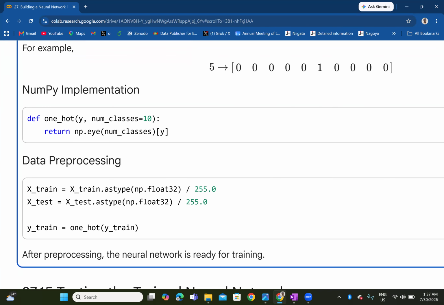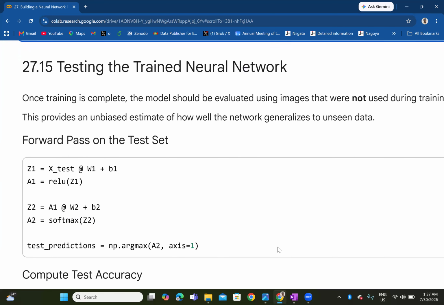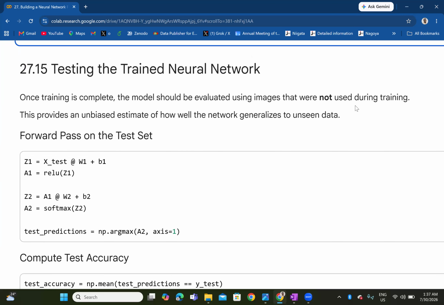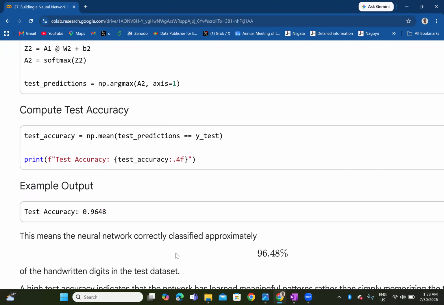Now for data processing, you can have X_train equals X_train.astype float32 over 255, X_test also, and the y_train is the one-hot version of y_train. After preprocessing, the neural network is ready for training. Now let's see testing the trained neural network. Once training is complete, the model should be evaluated using images that were not used during training. This provides an unbiased estimate of how well the network generalizes to unseen data. You can then do a forward pass on the test set. You have Z1, that's X_test multiplied by the weight plus bias, then the ReLU activation function used on Z1, and you have Z2, and you test the predictions, and then you compute the test accuracy at the end of the day.